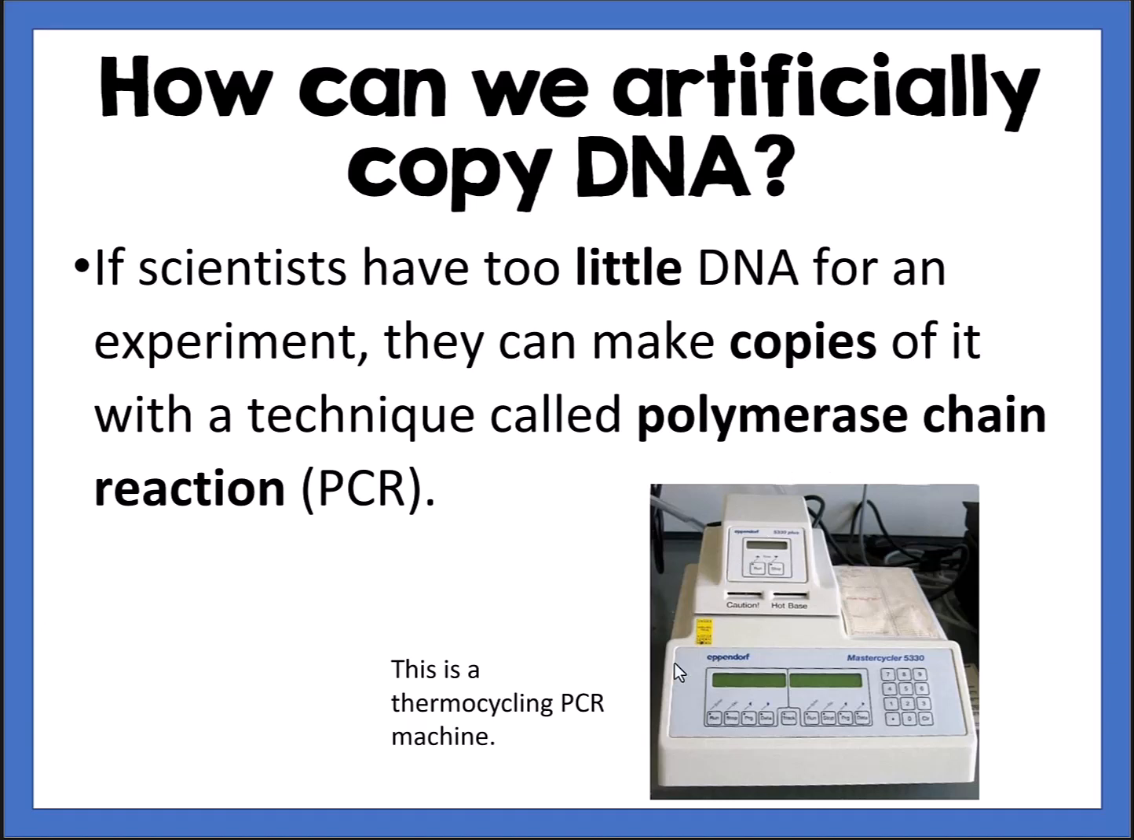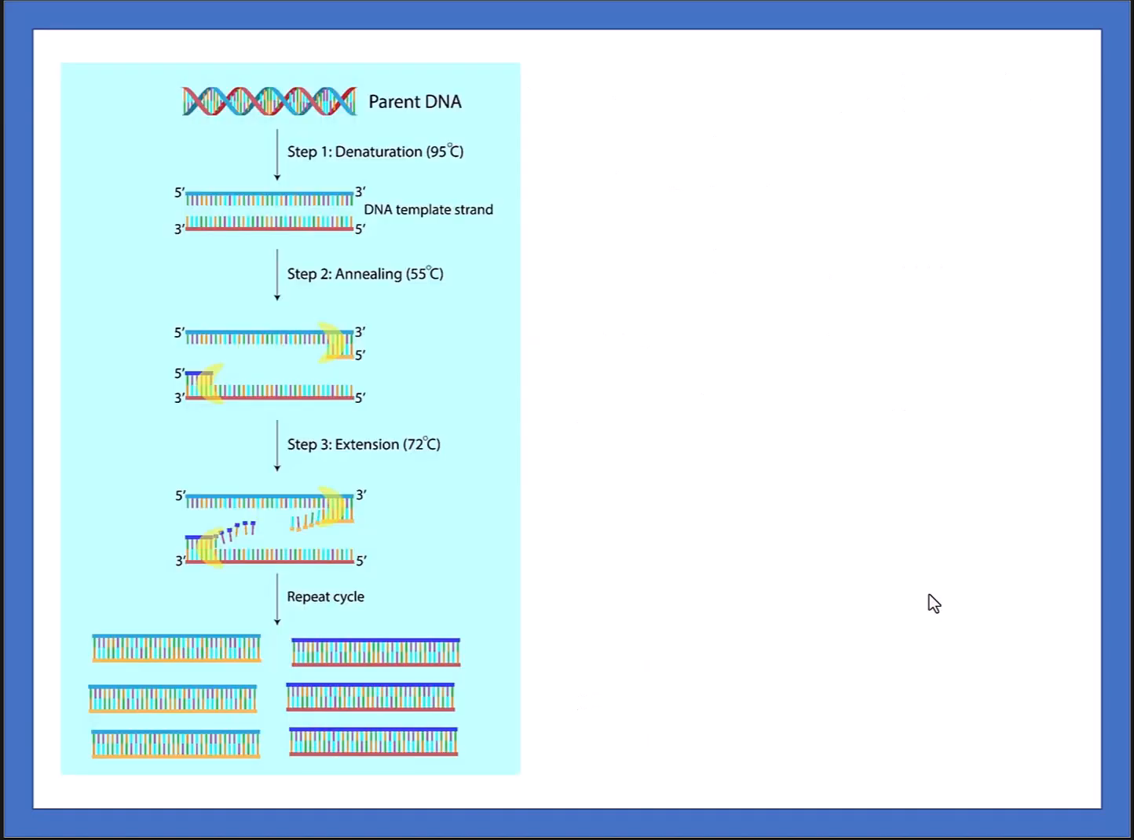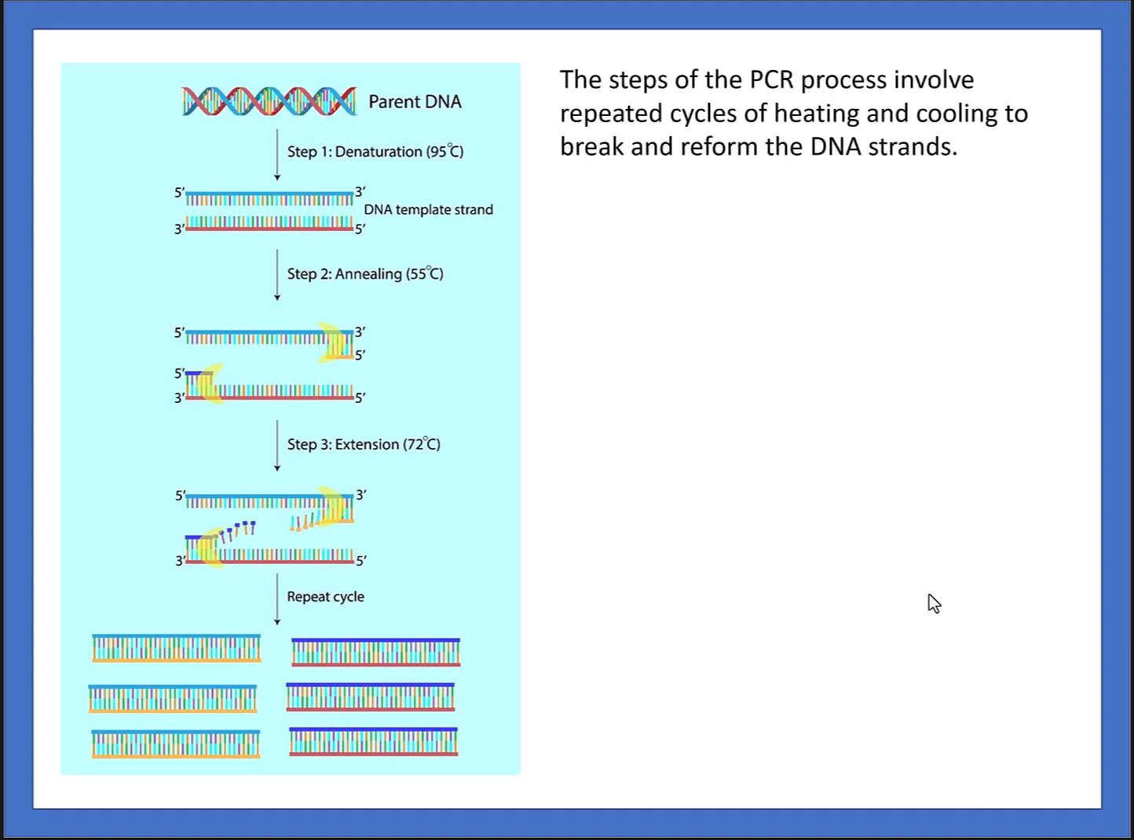This machine is known as a thermocycling PCR machine. This is where the DNA would be inserted and copied. So let's go through the steps of the PCR process. It involves repeated cycles of heating and cooling to break and reform the DNA strands.